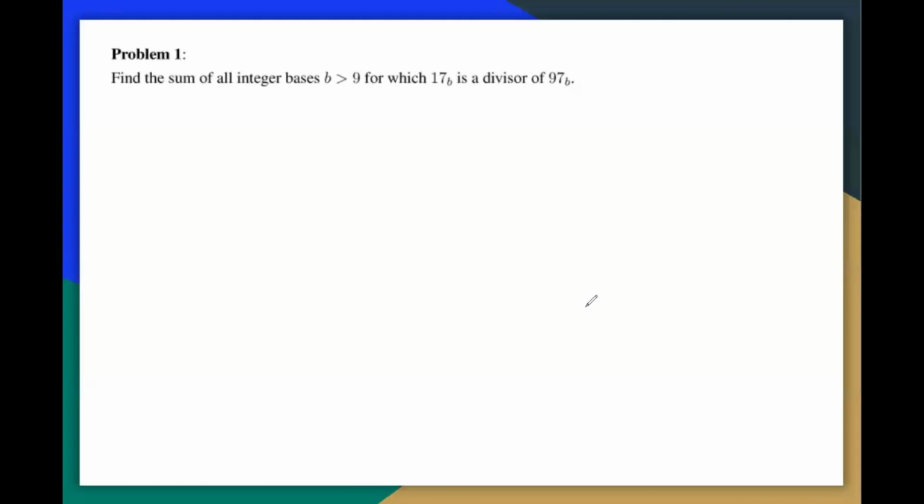Hello, everyone. So we will talk about the 2025 AIME problems. I actually planned on doing this last week even, but I didn't really have time to start. So let's get started, at least now.